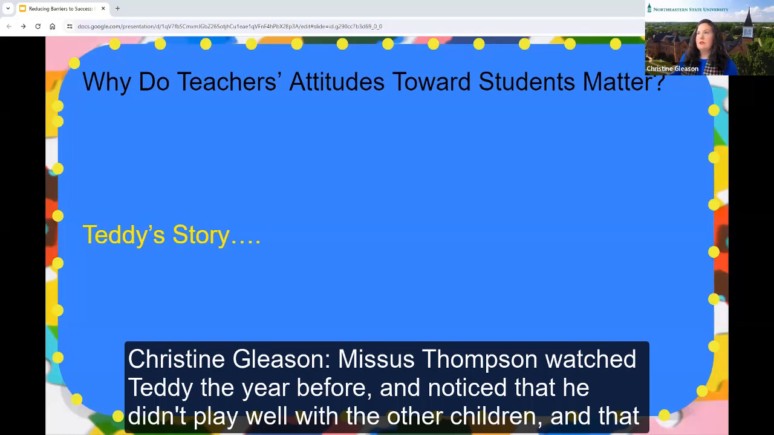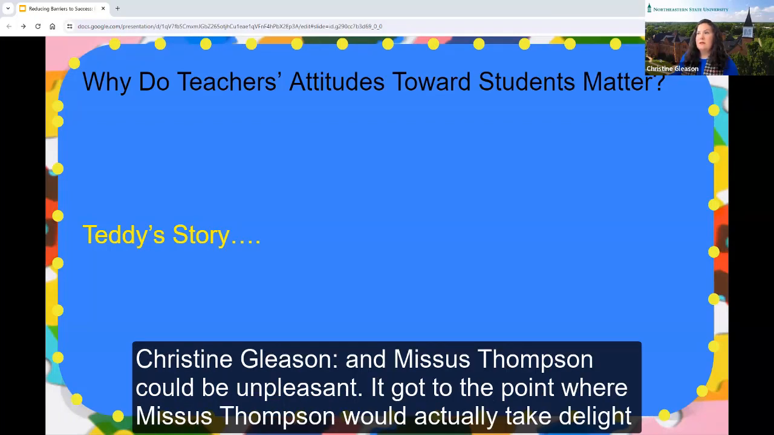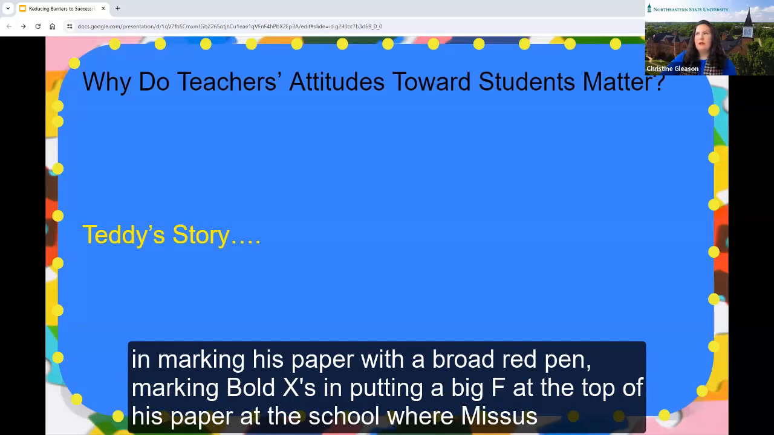Mrs. Thompson watched Teddy the year before and noticed that he didn't play well with the other children, and that his clothes were messy and that he constantly needed a bath. And Mrs. Thompson could be unpleasant. It got to the point where Mrs. Thompson would actually take delight in marking his paper with a broad red pen, marking bold X's and putting a big F at the top of his paper.